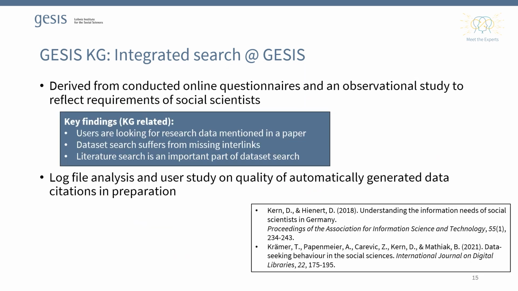The integration into GESIS search is based on user requirements. It has been derived from conducted online questionnaires and an observational study to reflect the requirements of social scientists. The knowledge graph related key findings here were that users are looking for research data mentioned in a paper, dataset search suffers from missing interlinks, and that literature search is an important part of dataset search. Currently, a log file analysis and another user study are in preparation to investigate the quality of automatically generated data citations.